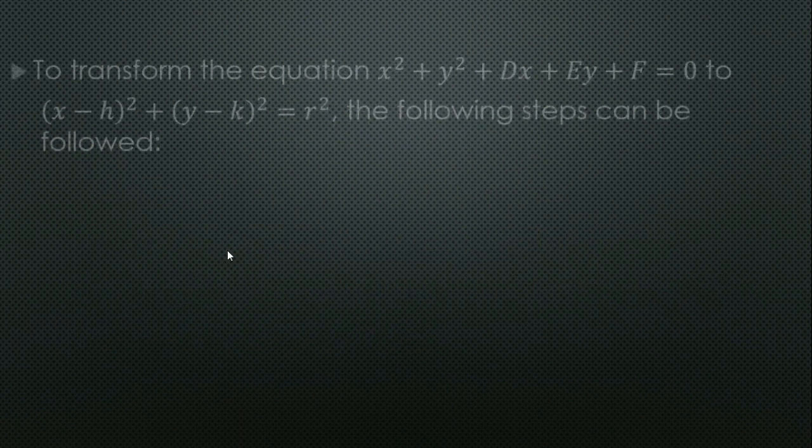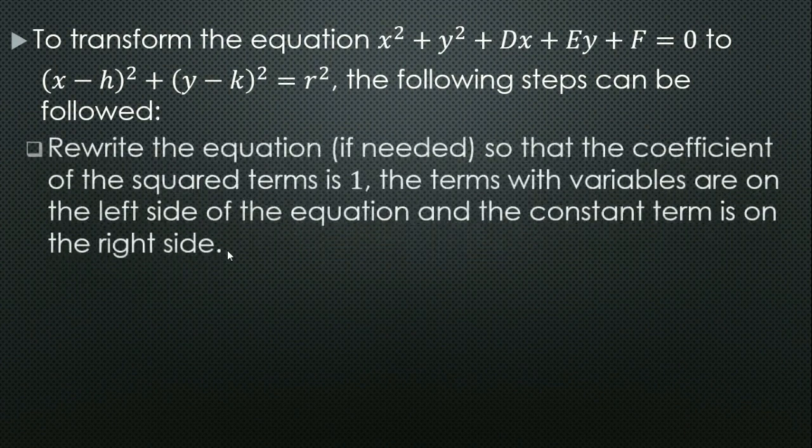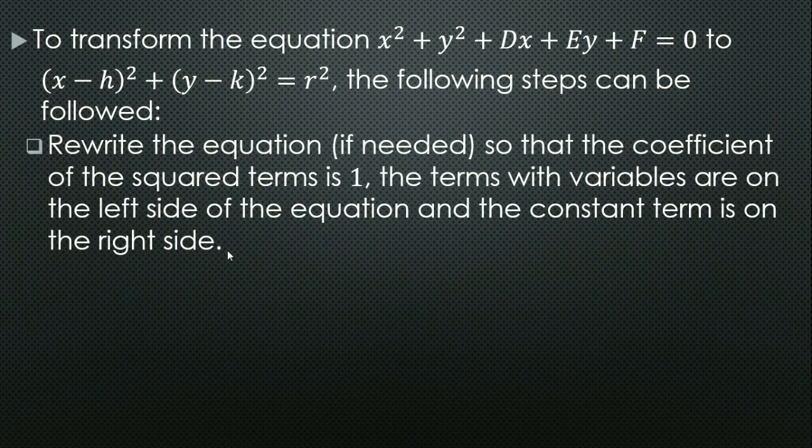Okay? To transform the equation x squared plus y squared plus dx plus ey plus f is equal to 0 to this standard form, the following steps can be followed. Rewrite the equation if needed so that the coefficient of the squared terms is 1. The terms with variables are on the left side of the equation and the constant term is on the right side.